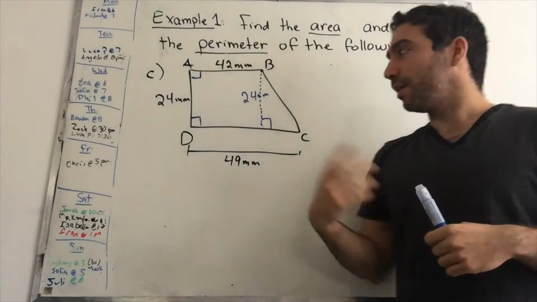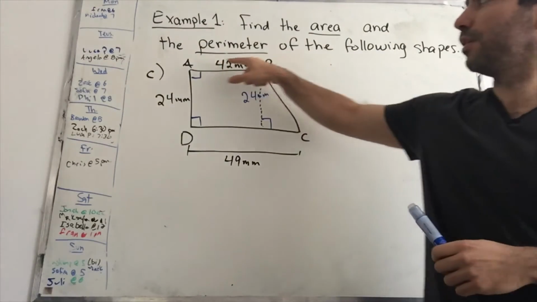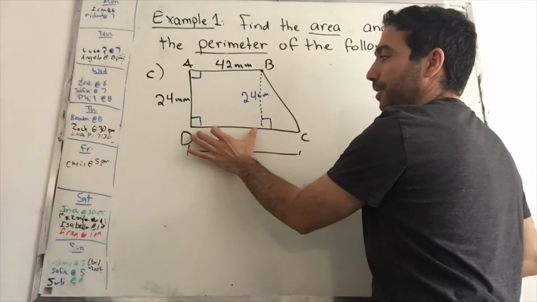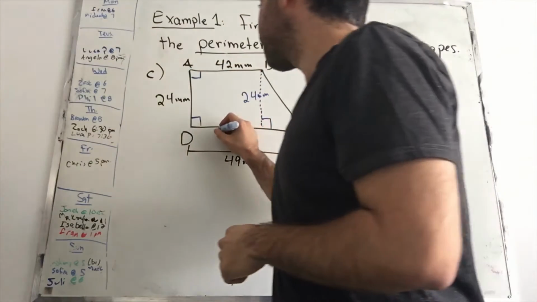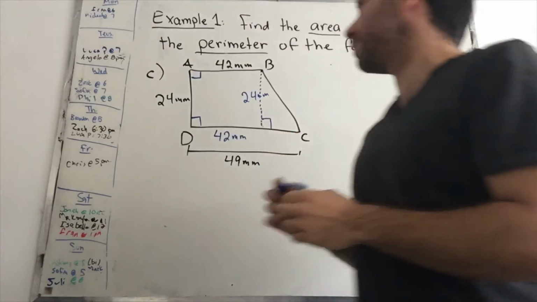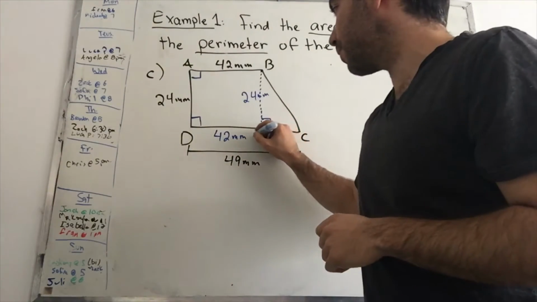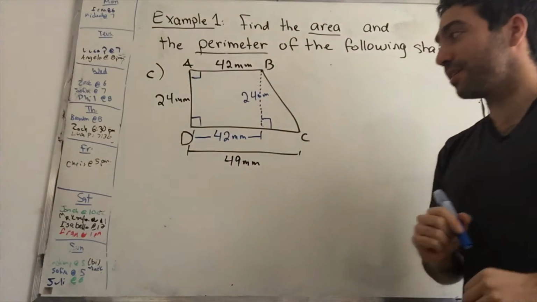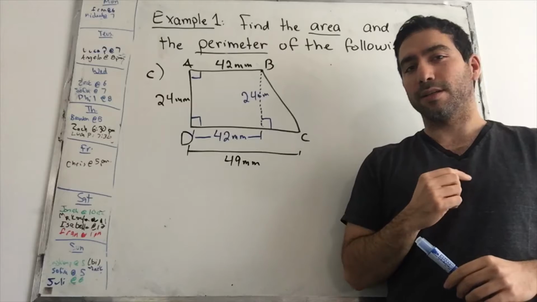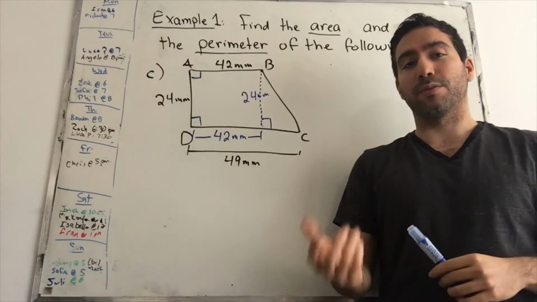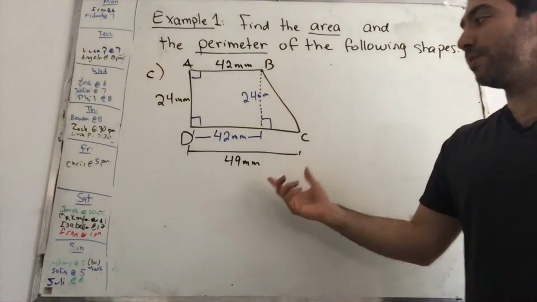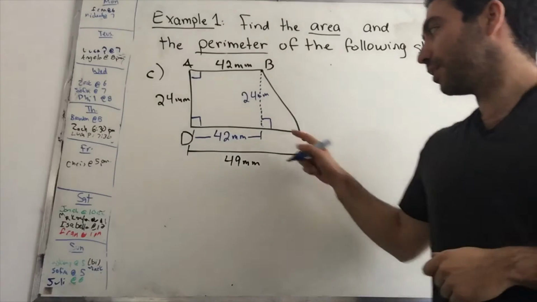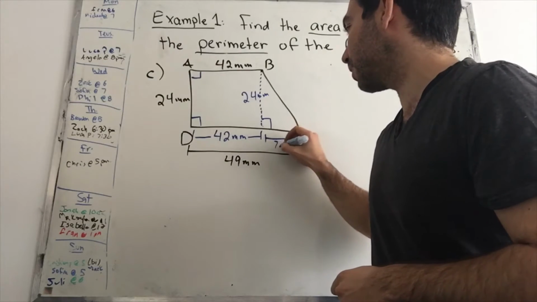But in order to find BC, we need the bottom. How do we find the bottom? The trick is to notice that the top of the rectangle has the same dimension as the bottom. So this is 42 millimeters as well. So if this is 42 millimeters, and the whole thing is 49 millimeters, how much is missing? And that answer gives us the answer for the base of the triangle, which is what we want. So in order to do this, you have to do 49 and subtract out the 42. And what you're left with is 7. So this little piece here is 7 millimeters.